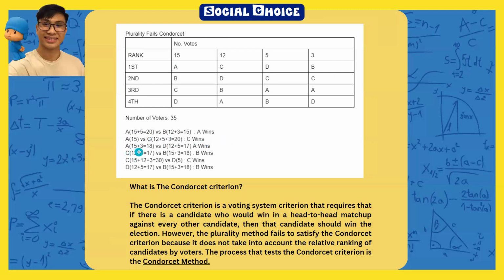So dito naman sa A versus D, mas mataas si A dito kay D, kaya makuha niya 15 votes. Tapos dito, mas mataas naman si D kaysa kay A, so makukuha niya yung 12 votes. Dito, mas mataas pa rin si D, so makukuha niya yung 5. Tapos dito, mas mataas naman si A, so makukuha niya yung 3. So 15 plus 3 is equal to 18. Tapos si D, 12 plus 5 is equal to 17. So sino mas mataas? Yung mas mataas ay si A.